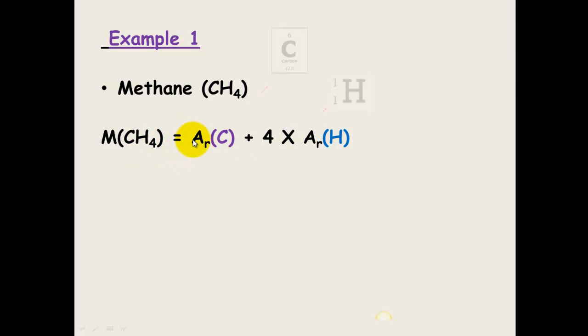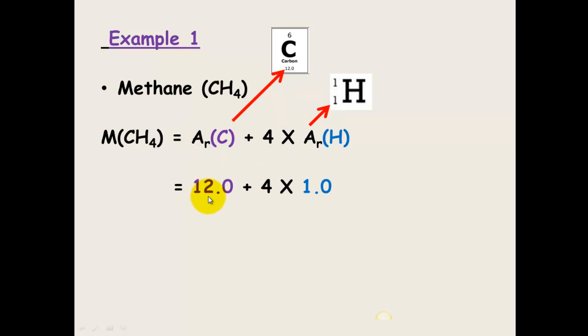Where do I get these numbers from? From the mass numbers on the periodic table. So 1 times 12 plus 4 times 1. Now remember, you've always got to do your multiplication first. Remember BODMAS from maths. So that equals 12 plus 4, which is 16. Remember your units. Your units are essential.